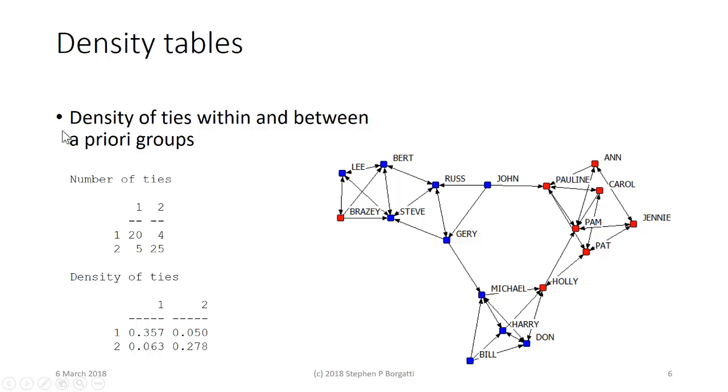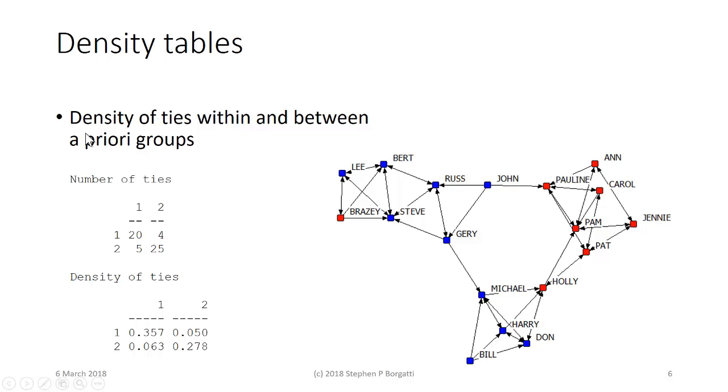So from women to women, there are 20 ties. From women to men, there are only 4 ties. From men to women, there are 5 ties. And from men to men, there are 25. So this tells you right away that there's something like homophily going on. Women prefer women, men prefer men. Very little cross-gender connection here.